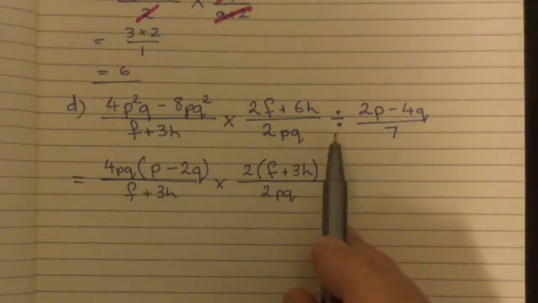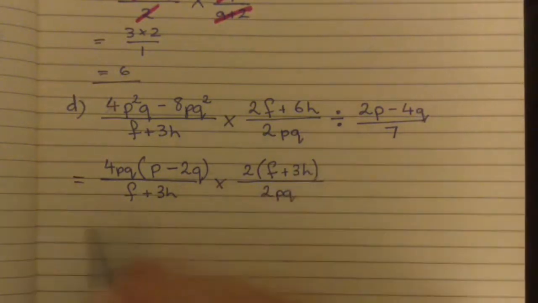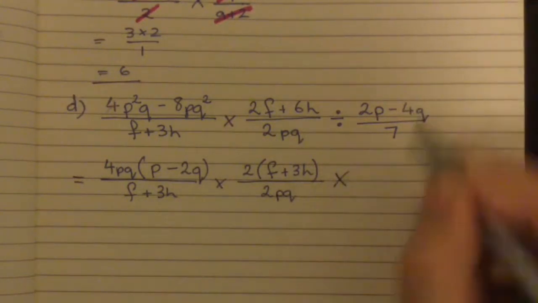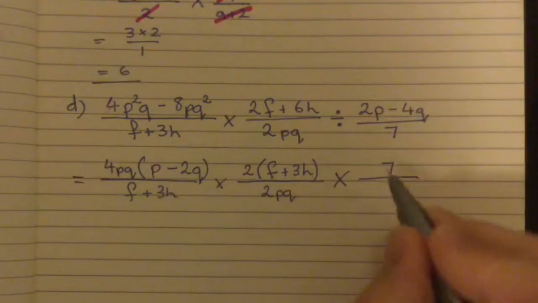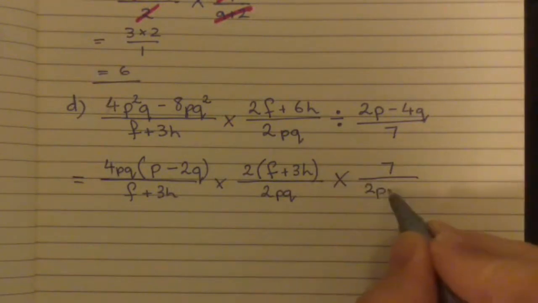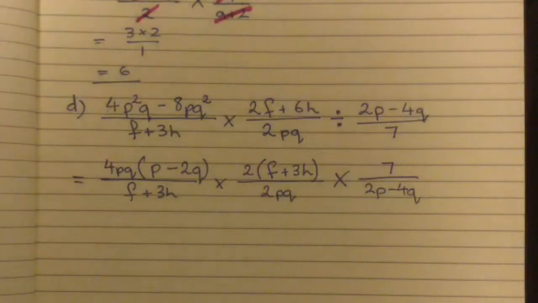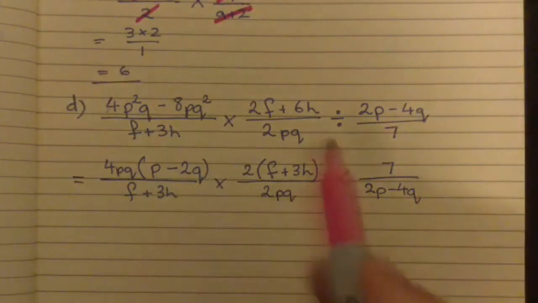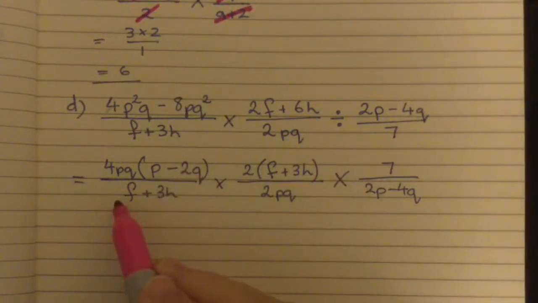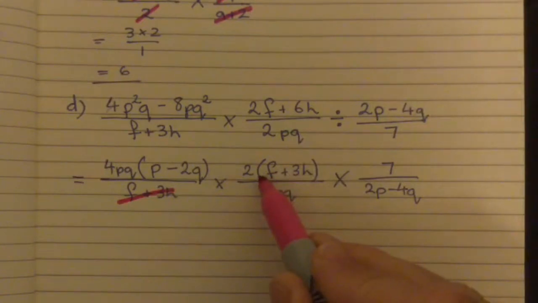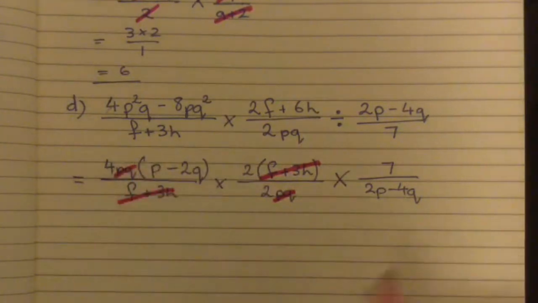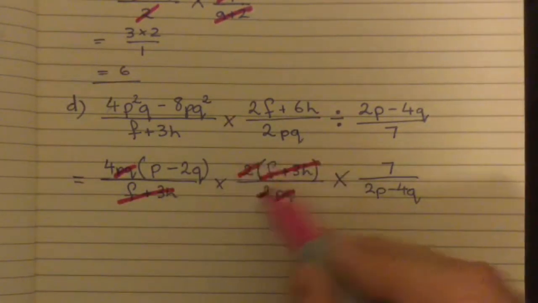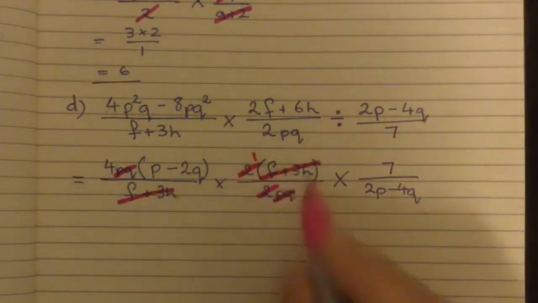Again, we see a divide symbol come up, so we keep this first part, we switch the sign, and we flip our final one. I might just do that and we'll factor that in a minute. Let's just do the keep, switch, flip for now. But while we're here, we're going to take a look at some of these other things that can make our life a bit easier. You can see here the f plus 3h, and there's an f plus 3h in brackets. Got rid of those. The pq's here, the pq's here, gone. And we've got 2 divided by 2, which is all going to give us 1. This whole thing has become 1.